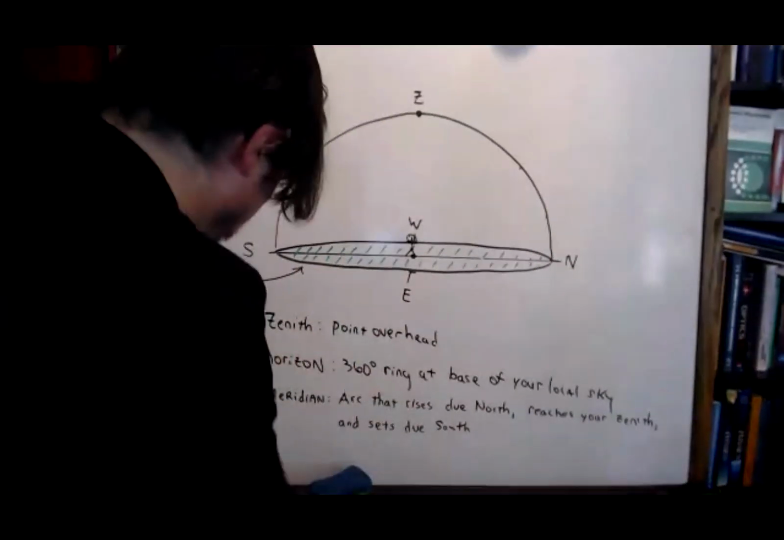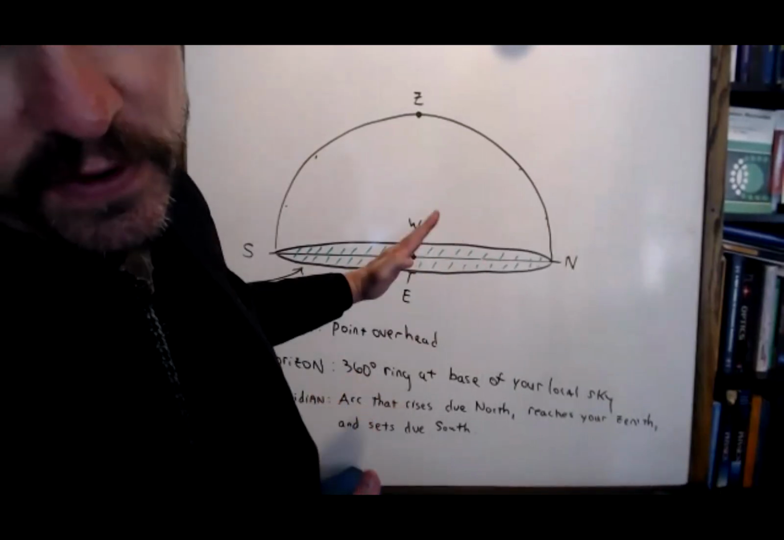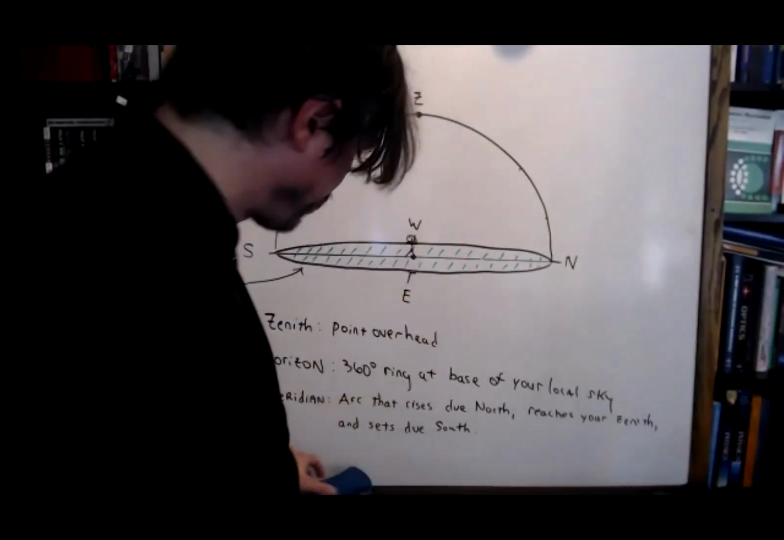Let's go ahead and draw in our North Celestial Pole. I'm going to use a blue marker for this. And it's going to go from the foot of my observer up to somewhere in the northern part of the sky.